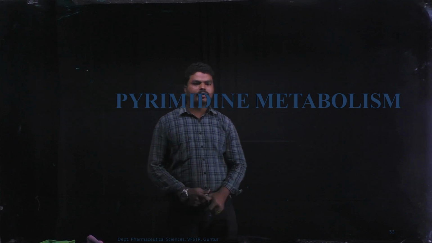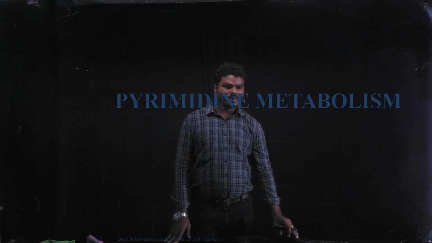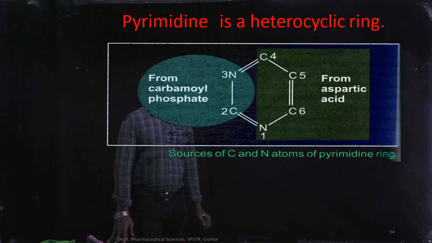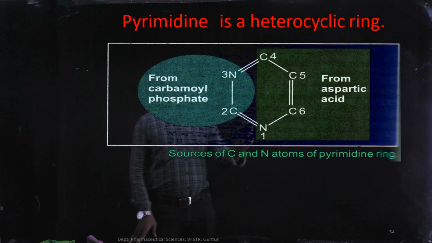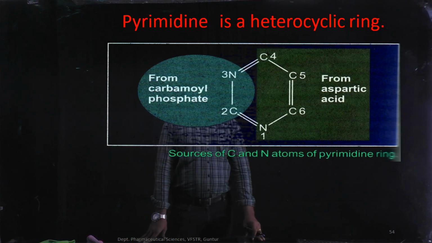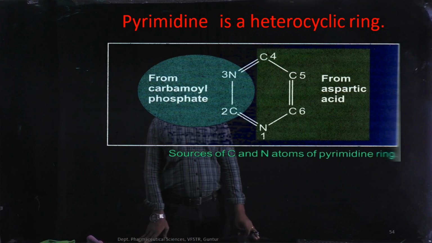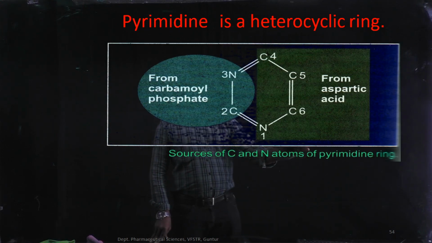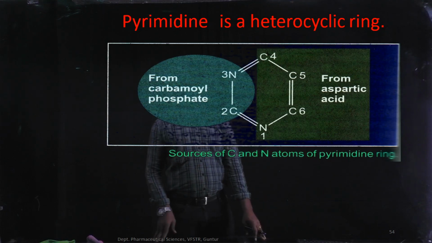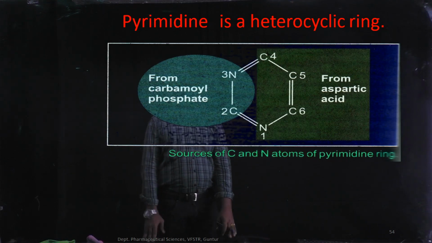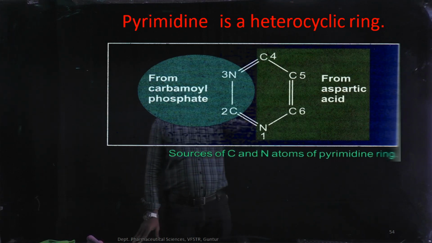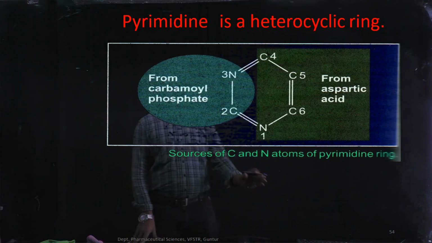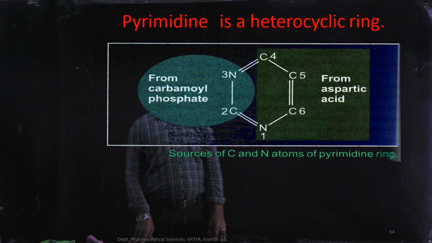Coming to pyrimidine biosynthesis, the basic structure of pyrimidine is like this. It is a heterocyclic nucleus consisting of two nitrogens in the ring system, at the first and third positions. The carbons and nitrogens present in the pyrimidine nucleus are obtained from different molecules. So let us see how the pyrimidine nucleus is formed.